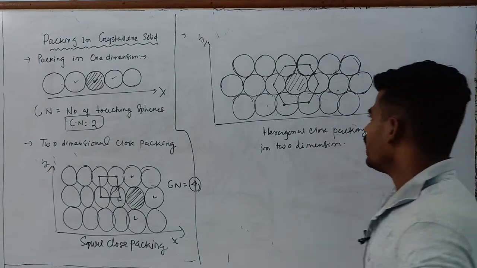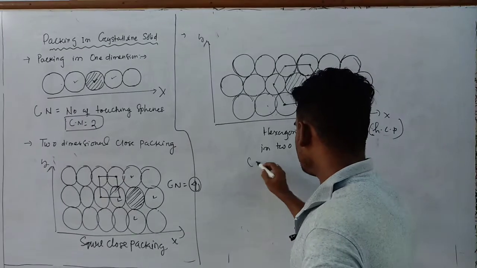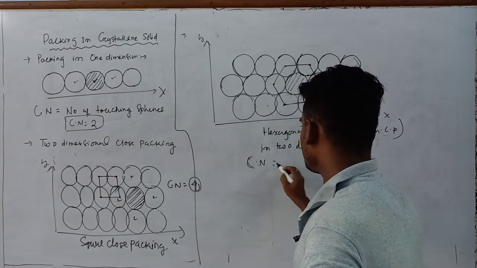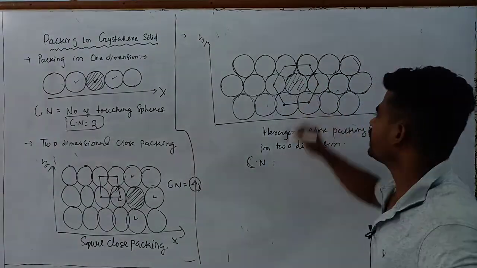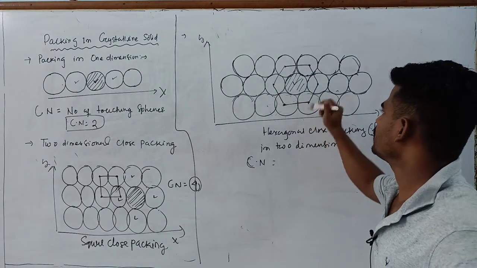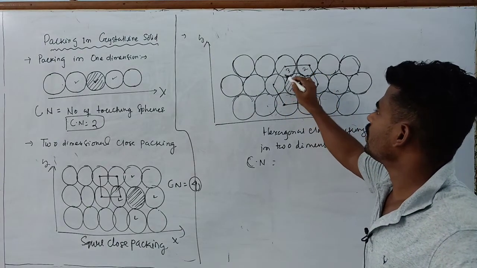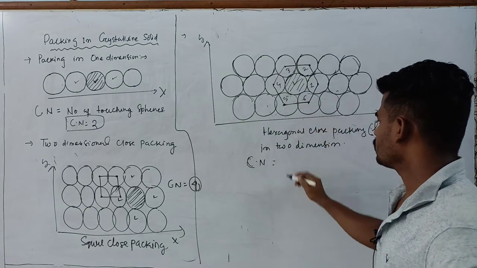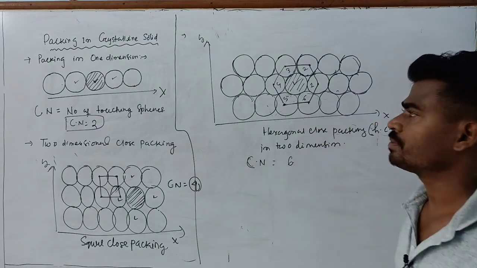That clear? And what is its coordination number? Coordination number I have told you, just the number of touching spheres. If I target this sphere, the number of touching spheres will be 1 2 3 4 5 6. So coordination number is 6.